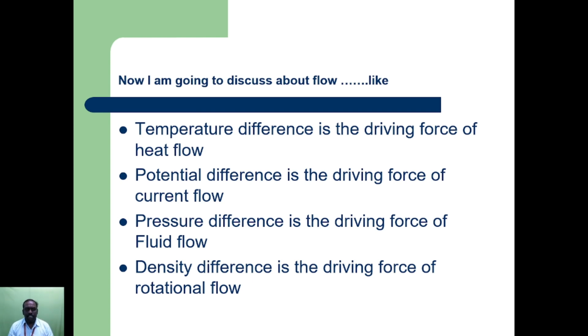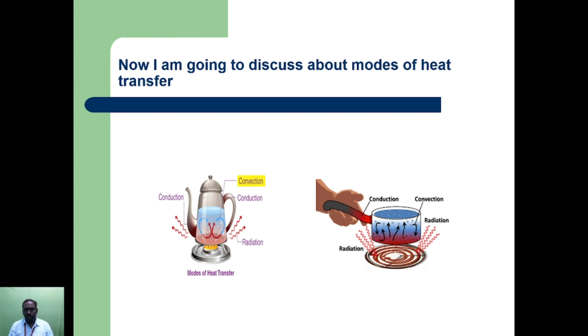And the final one is density difference, which is the driving force of rotational flow. To summarize, temperature difference is the driving force of heat flow, potential difference is the driving force of current flow, pressure difference is the driving force of fluid flow, and density difference is the driving force of rotational flow. We have seen these in the pictures.